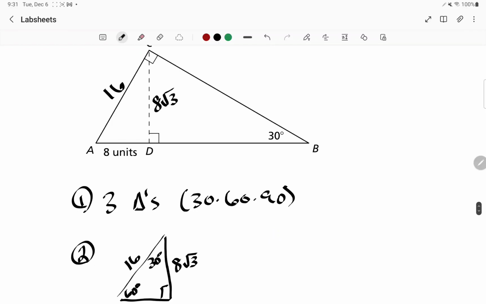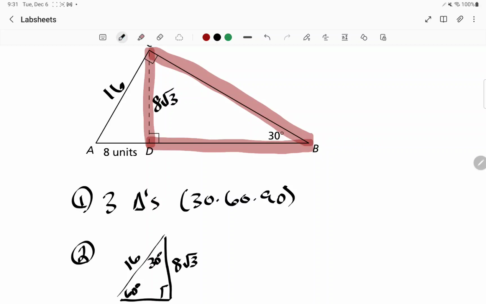So the next one that we could set up would be this one. This is our second triangle that we could set up. If we measure or label those parts, this is labeled as our 30, so that's our 60-degree.